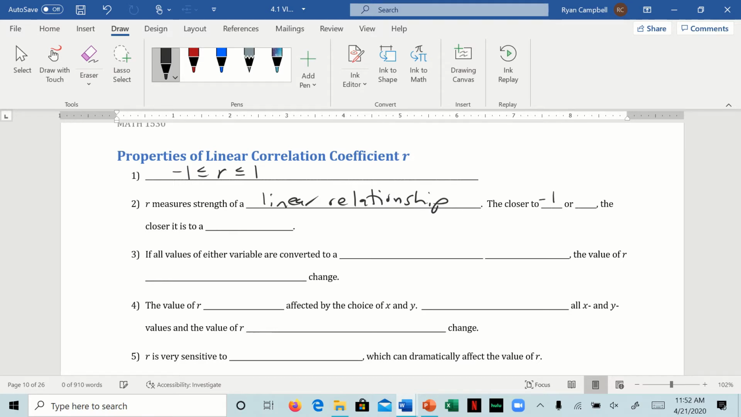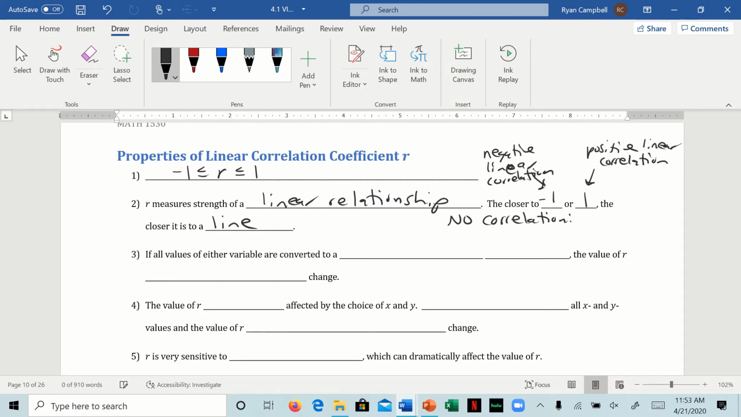So the closer it is to -1 or +1, the closer it is to a line. If it is 1, that is a perfect positive linear correlation. If it is -1, it is a perfect negative linear correlation. So the closer it is to +1, the closer it is to being a positive linear correlation. The closer it is to -1, the closer it is to a negative linear correlation. Now, what would it mean if it had no correlation? No correlation would mean that R would just be 0. The closer it is to 0, the closer it is to not having a correlation at all.